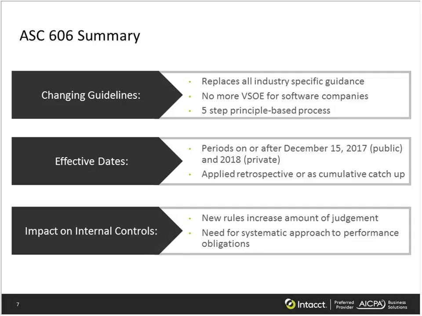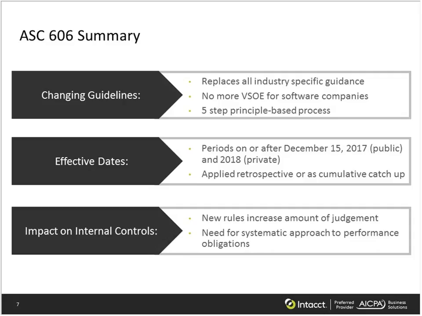The third is that ASC 606 will change how you think about judgment and controls. Because we are moving to a principle-based approach, there is going to be an increase in the amount of judgment as you apply the accounting treatments. And because you are going to be increasing the amount of judgment, you'll need to take a very systematic approach to performance obligations. Performance obligations become a central notion in ASC 606, and it's going to be important in the audit process that you're able to demonstrate consistency in how you apply what is now the increased amount of judgment going forward.